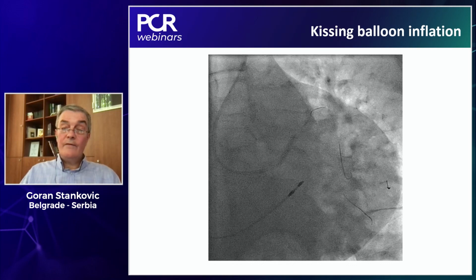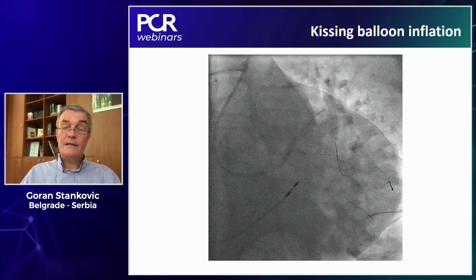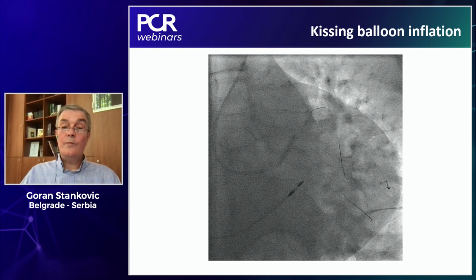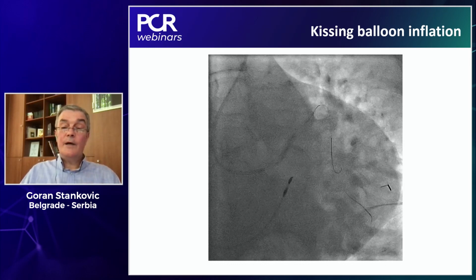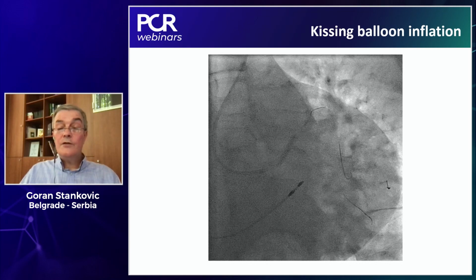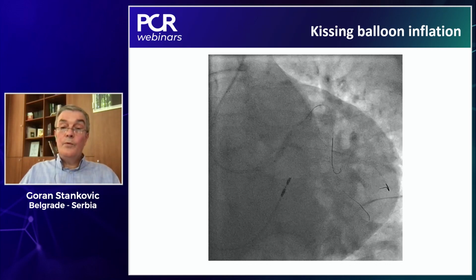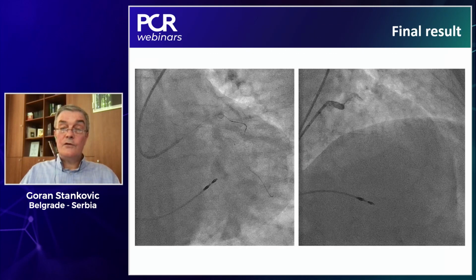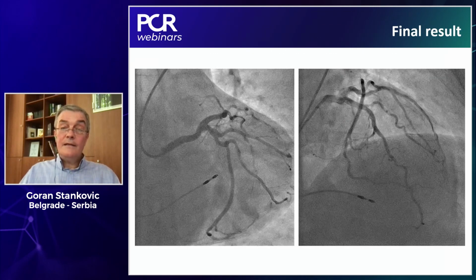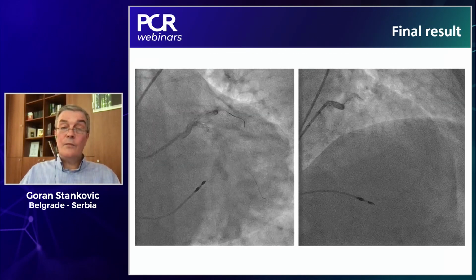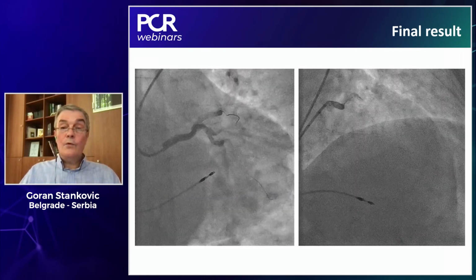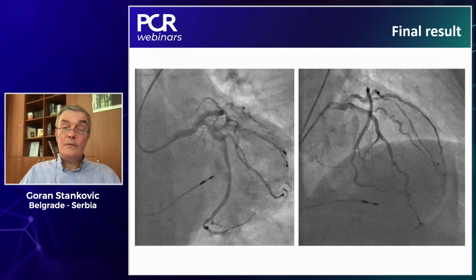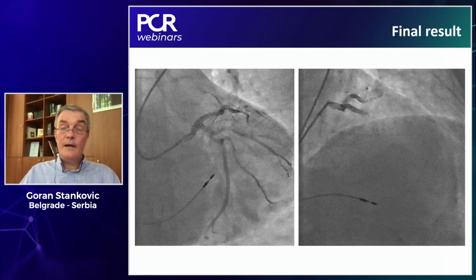So we start by inflating the side branch, we have similar pressures in both balloons, and finally we slightly increase balloon pressure in the side branch in order to push some metal and scaffold the ostium of the side branch. And this is the final result after crossover, stenting, and kissing. In our view, this result was angiographically optimal.